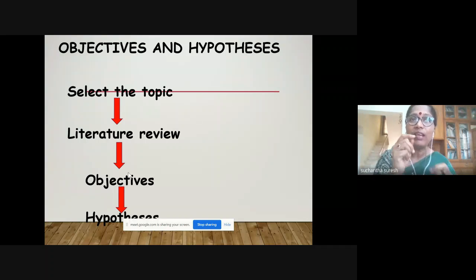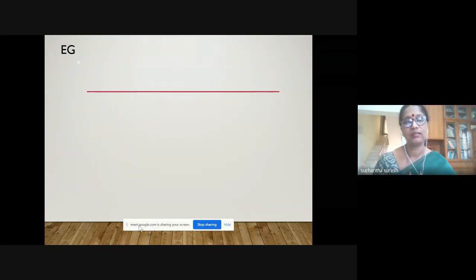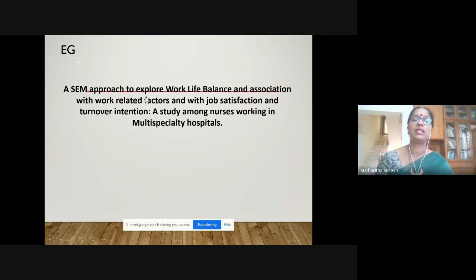Then they'll show one objective. But one objective is not enough. Try to make a minimum of three objectives reflecting your title. All right. After the objectives only, we can think of hypothesis. All right. Now let us take up one example.